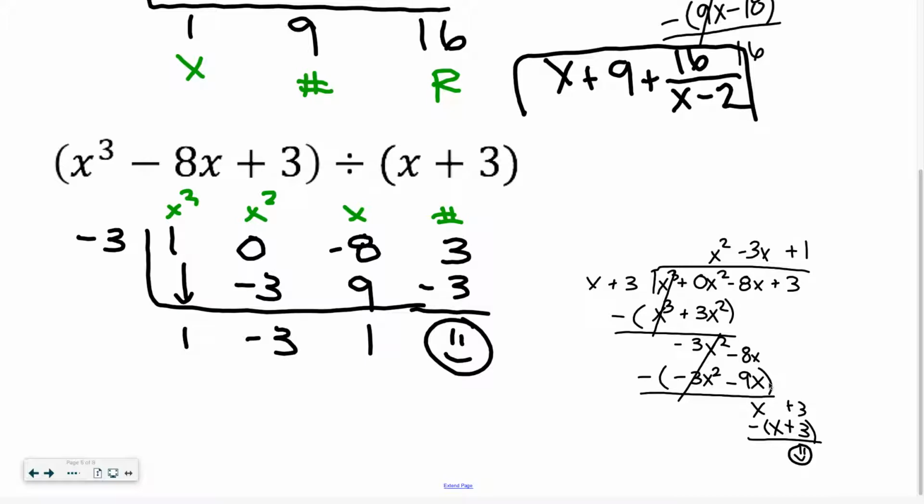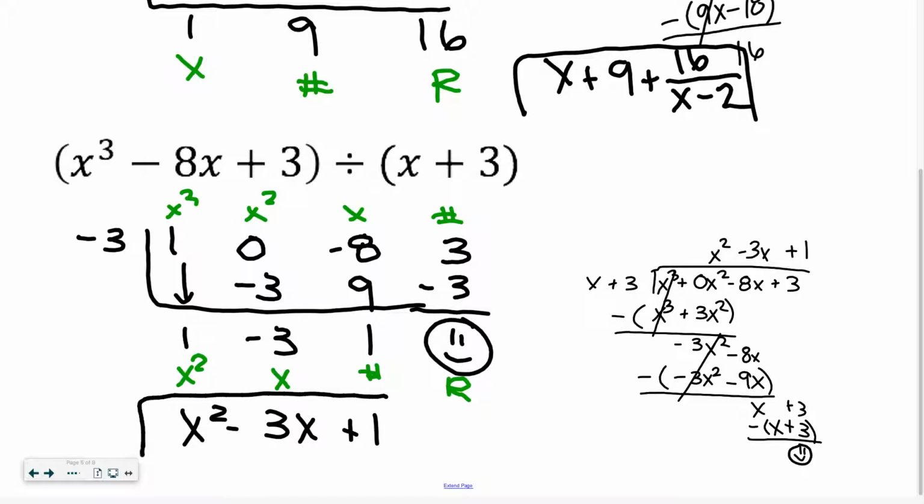0 remainder. Okay. And because I took an x cubed and divided it by an x, now everything is 1 less. So this is x squared, this is x, this is a number, and this is my remainder. So my answer is 1x squared minus 3x plus 1. Same answer, right? Less work, maybe, we could argue.